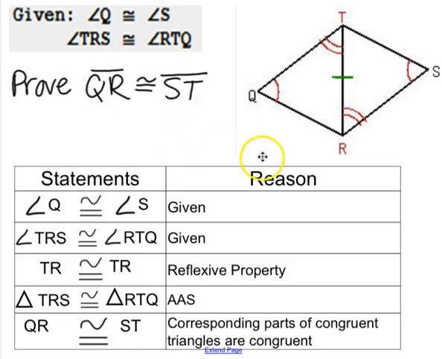Okay? So that is how you would prove something using corresponding parts of congruent triangles are congruent. It's not that much more challenging. I mean, proofs are challenging in general, but it's just adding one more step to proofs. So feel free to practice and let me know if you have any questions.